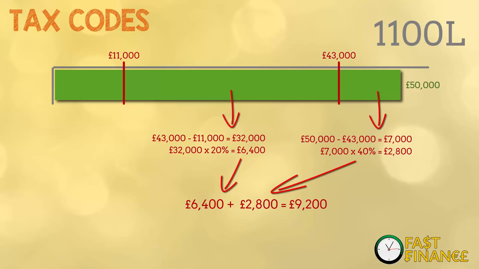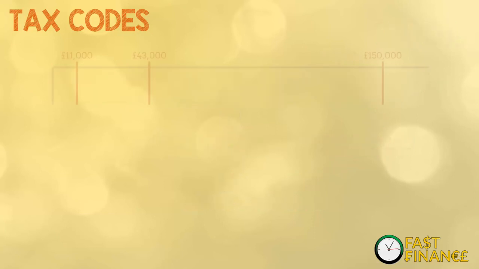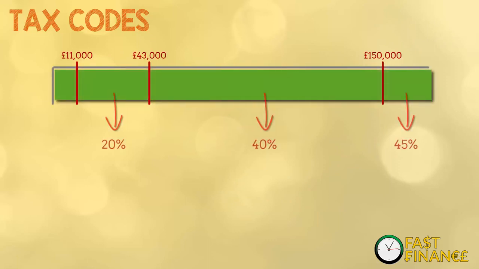I've heard people get this mixed up and think that as soon as you enter the 40% tax bracket, all your income is taxed at 40%, but that's not how it works. The higher rate, 40% tax bracket, applies all the way up to £150,000. Above this point, you will pay 45% on your income.